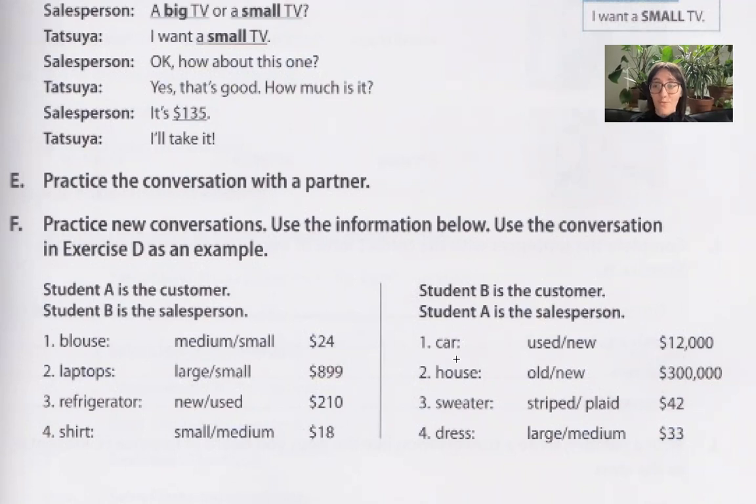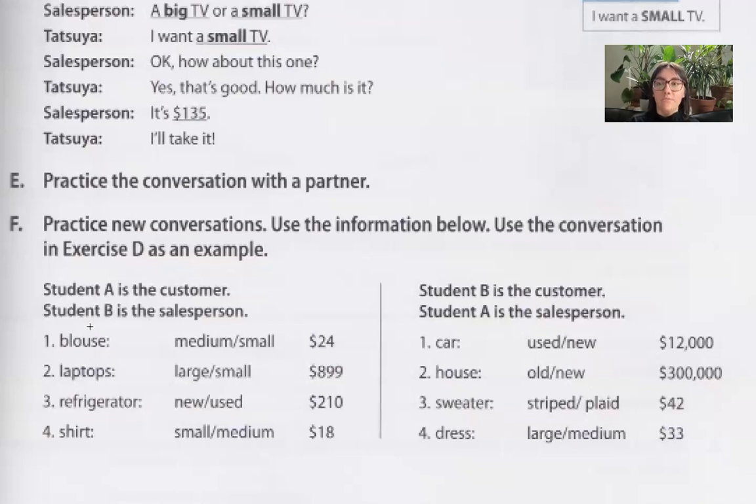Since you're at home watching this, and I know you're super busy, it's okay. You don't need to do this, but just kind of look at how it's structured, right? With the information, we talk about what it is that we're looking for. What is the thing we're looking for? Blouse, laptops, refrigerator, shirt, car, house, sweater, dress, right? You say, do you have this? I am looking for this, right? I am looking for a house.